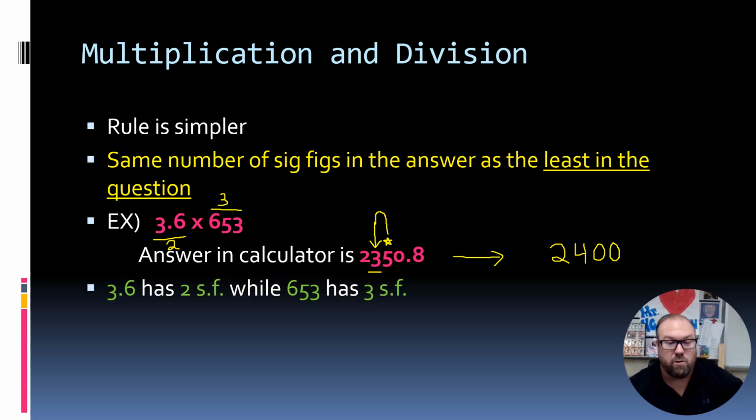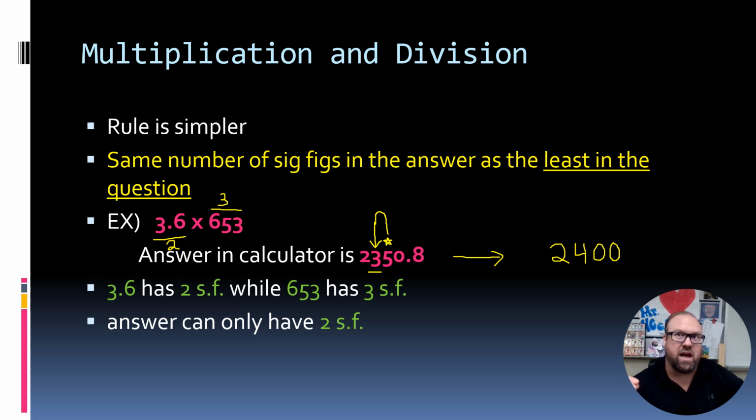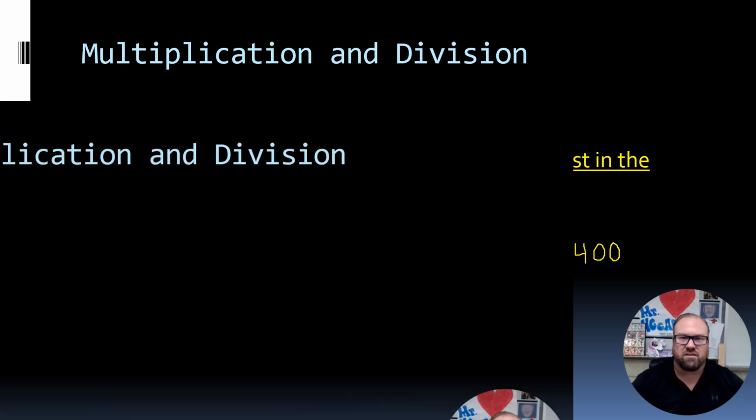Once again, just to reiterate, 3.6 has 2 sig figs, while 653 has 3, so the answer can only have 2 sig figs. You can't round to more sig figs in your final answer for multiplication and division than the least amount of sig figs in your measurements. So the final rounded answer would be 2,400. And that's the rule. Let's practice.